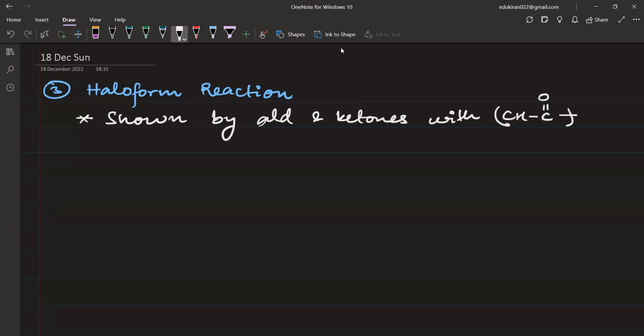That means any carbonyl compound, aldehyde or ketone, which has CH3 attached to C double bond O. It should not only be carbon, it should be a methyl attached to the carbonyl carbon. Then only this reaction is shown by aldehydes or ketones with this fragment.